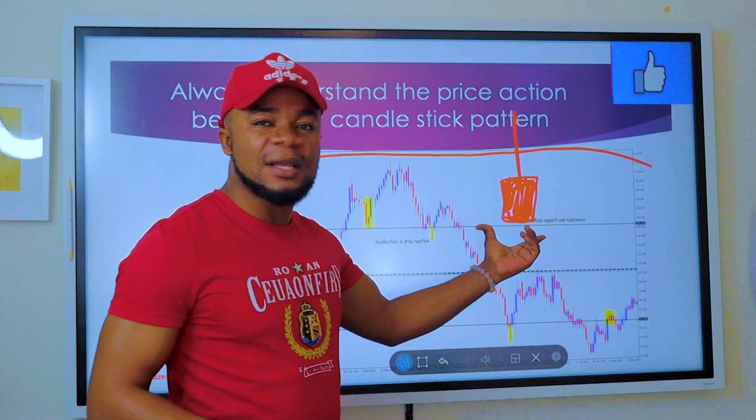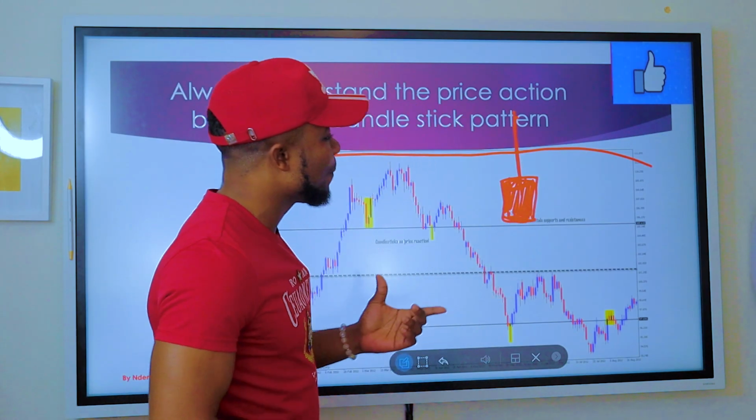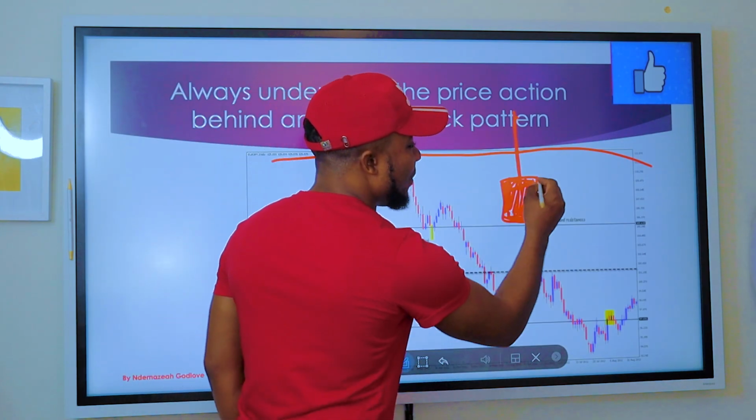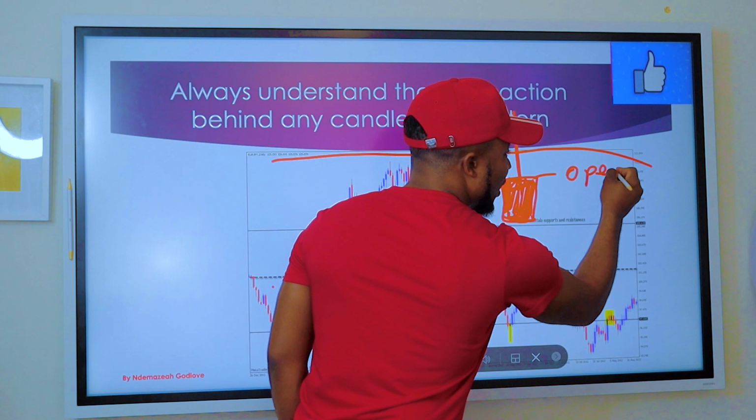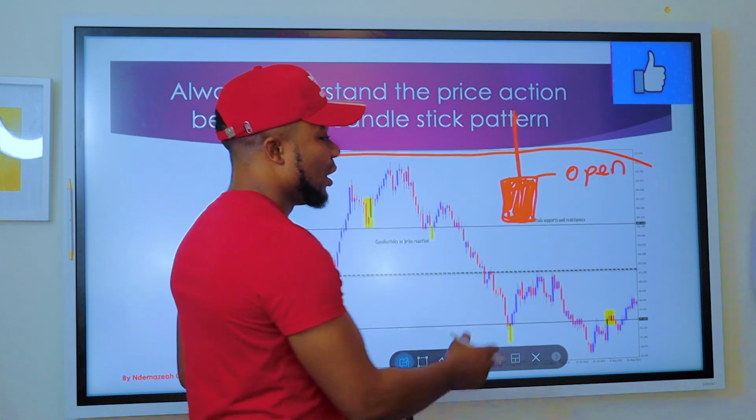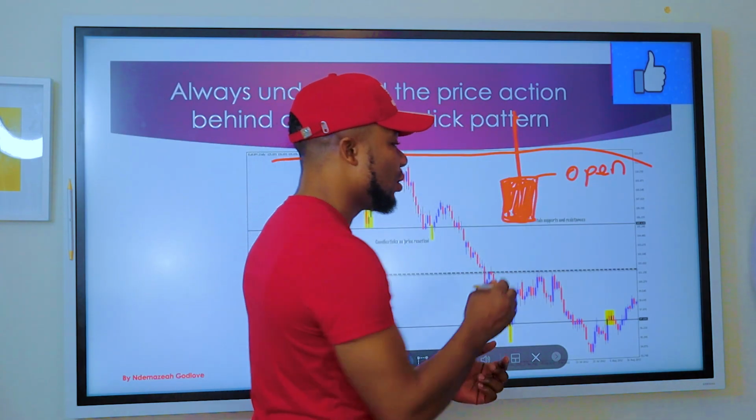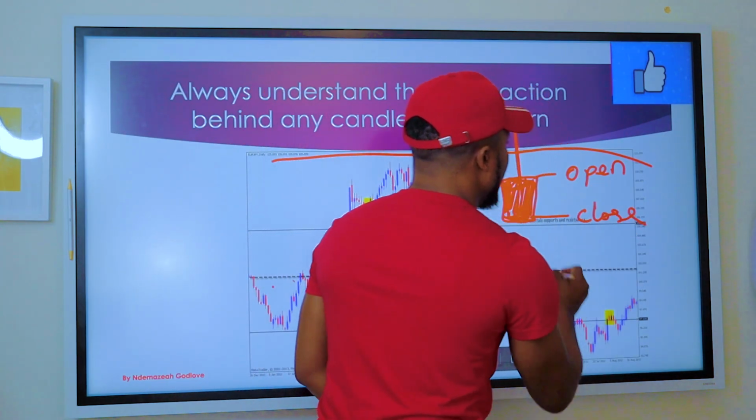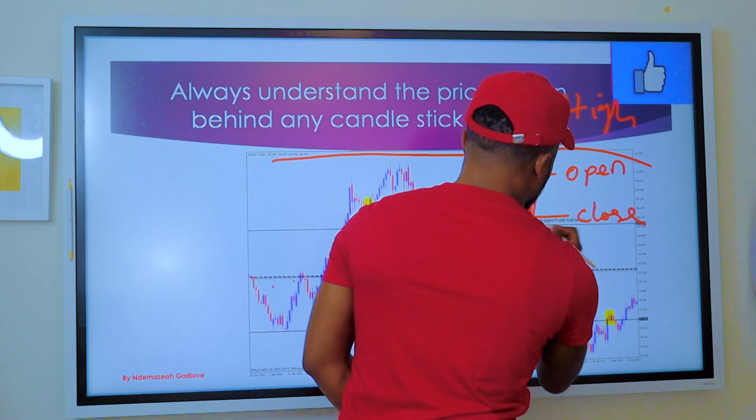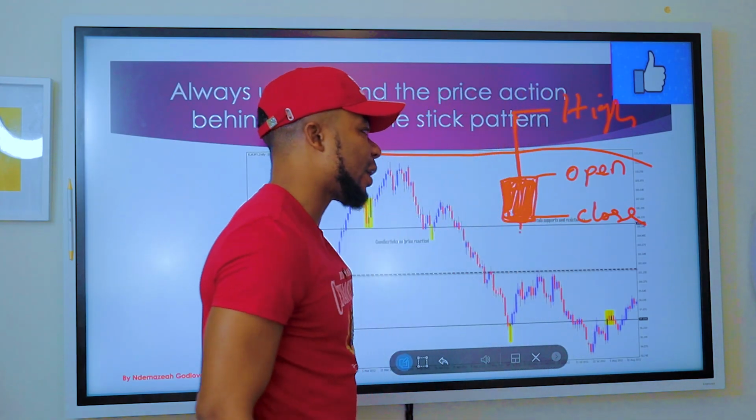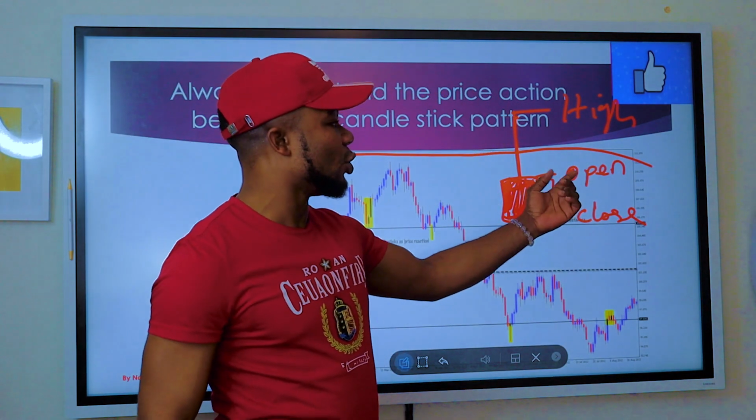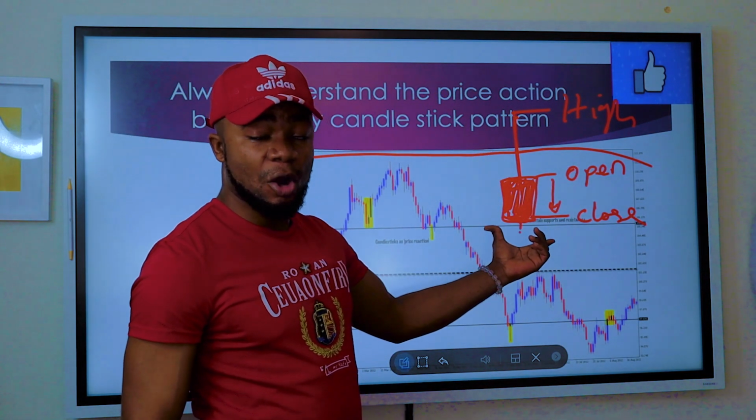This one is very self-explanatory. Since it is a bearish candle, this is the open price of the candle, and this was the close price. We already spoke about the open, the close, the high, and the low in our previous video. Then this was the high of the candle. It didn't have a low wick. Anytime you have the close price lower than the open price, it produces what they call a bearish candle.